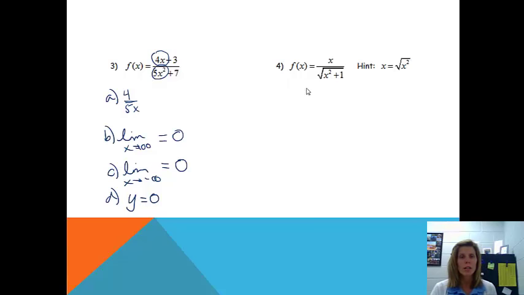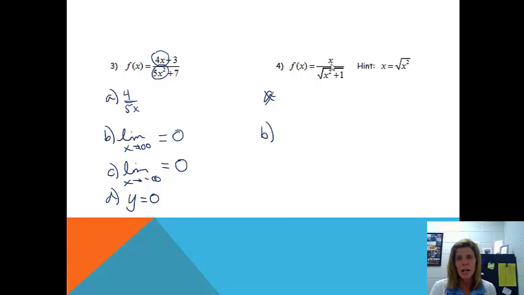All right, looking at number 4, this one is a little bit different. What we want to do on this one before we actually find the end behavior, well, let's see, we can go ahead and find the end behavior model. I don't know if that will help us. I think I'm just going to skip right to the limit. What we are going to be doing on this one is we're letting x equal the square root of x squared so we can compare.